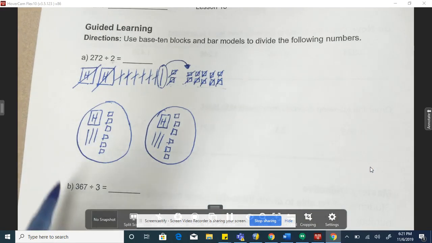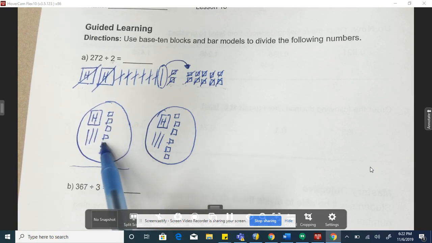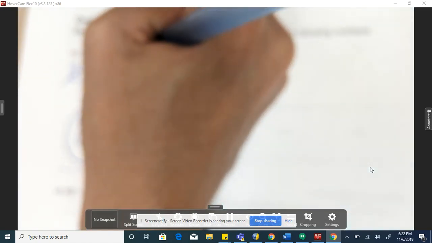Let's see how much we have in just one group. We have 100, 3 tens, and 1, 2, 3, 4, 5, 6 ones. So 272 divided by 2 is 136.